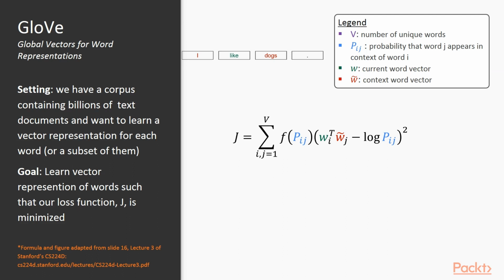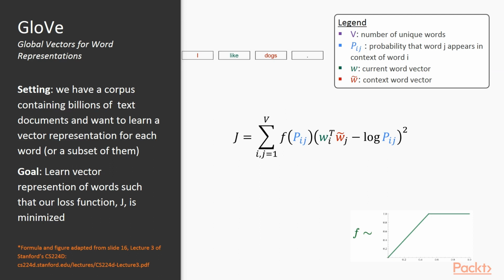Finally, you may have noticed I skipped over this function f of pij. This is a weighting function of the word co-occurrence probabilities that looks like the image on the lower right. Its entire purpose is to give more weight to word pairs that occur frequently together than very rare pairs, since we care more about getting frequent pairs correct than ones that hardly ever occur at all.